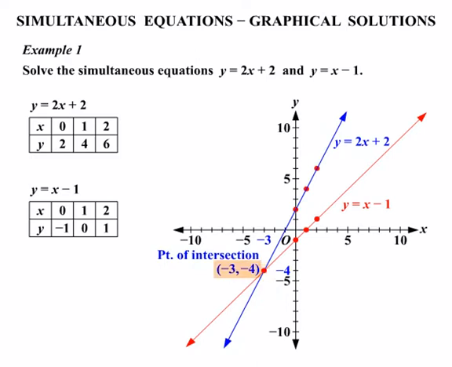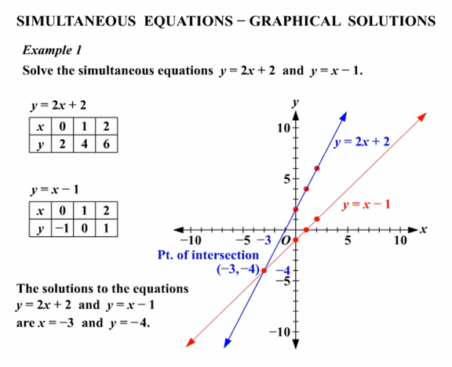Well, how does that point there help us? Well, that point there is actually the solution for the simultaneous equations. So we can say the solutions to the equations y equals 2x plus 2 and y equals x minus 1 are x equals minus 3 and y equals minus 4. Excellent work. It's a fair bit easier sometimes, I think, than working your way through the algebraic solutions for these, isn't it? Well, let's try another one of these.